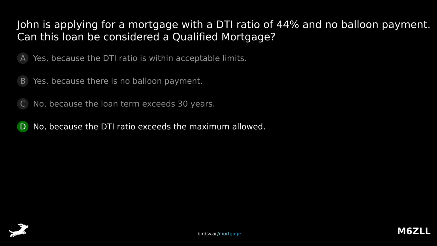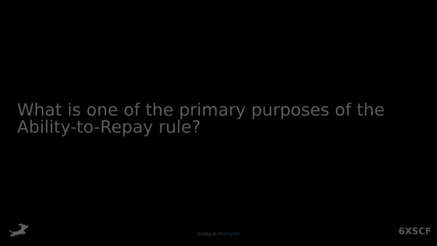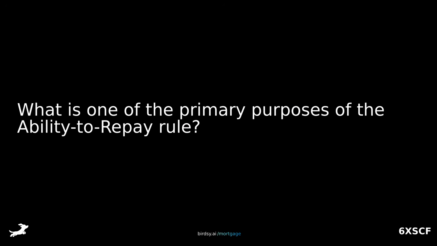The answer is D, no, because the DTI ratio exceeds the maximum allowed. John's DTI ratio exceeds the 43% limit for a qualified mortgage, making it ineligible despite the absence of a balloon payment. What is one of the primary purposes of the Ability-to-Repay rule?